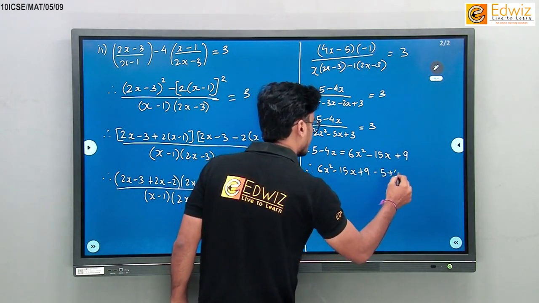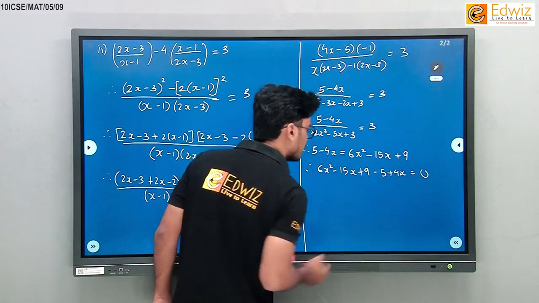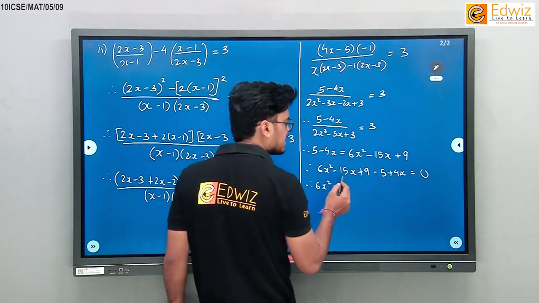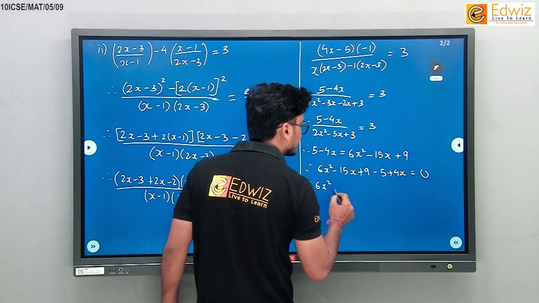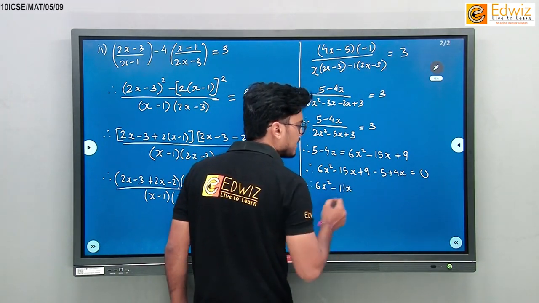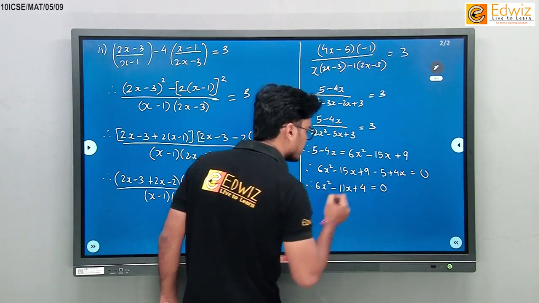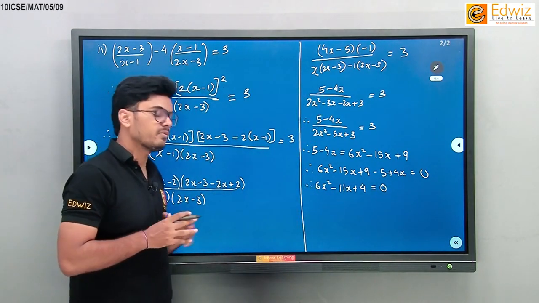Minus 5 plus 4x equal to 0. Okay, so 6x square remains as it is. Then minus 15x plus 4x becomes minus 11x and plus 9 minus 5 becomes plus 4 equal to 0. Okay, this is the equation we need to solve.